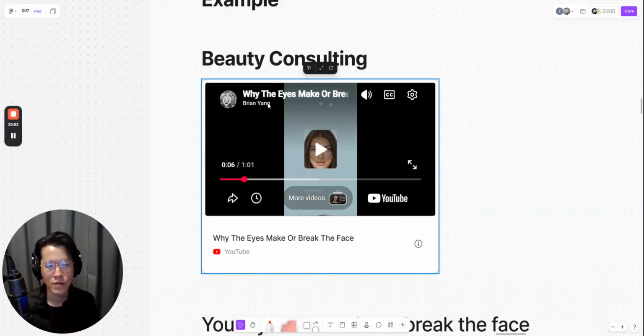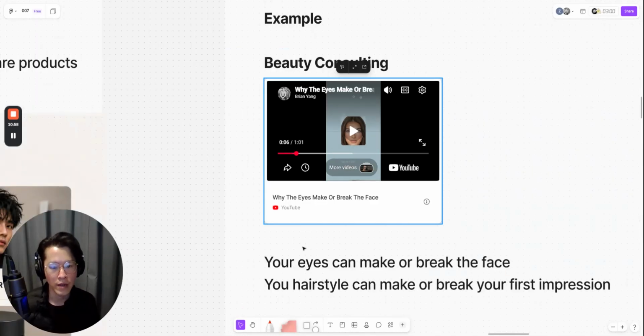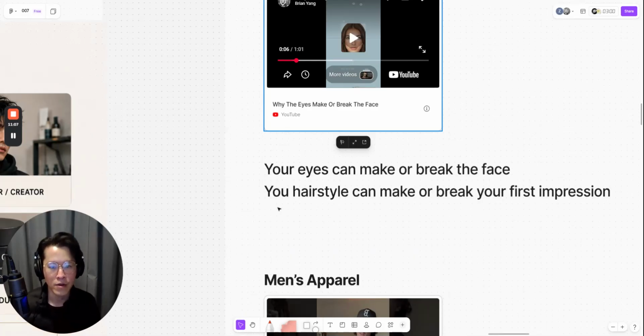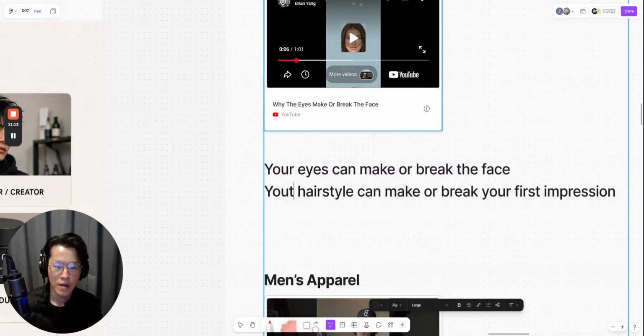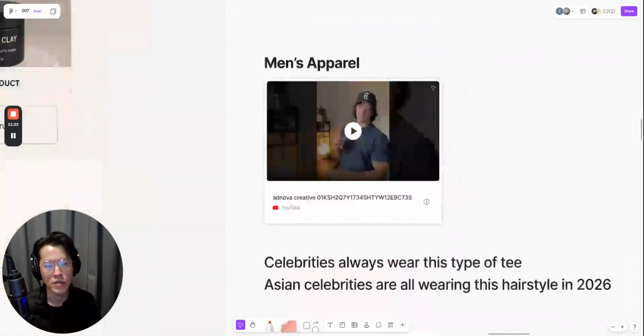All right, so that's kind of like the angle. It's a small change can really make a big difference. So the angle itself, you can say it's your eye can make or break the face, which is kind of like the headline. And what we could do is borrow that angle, and we can say something to the effect of your hairstyle can make or break your first impression, right? So this is a very similar angle borrowed from the adjacent topic.